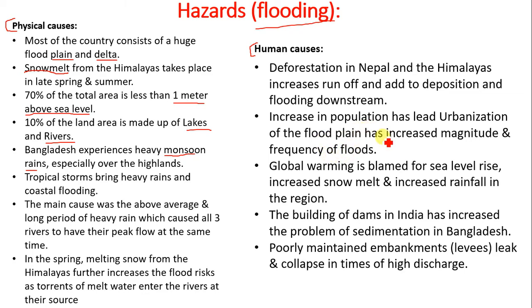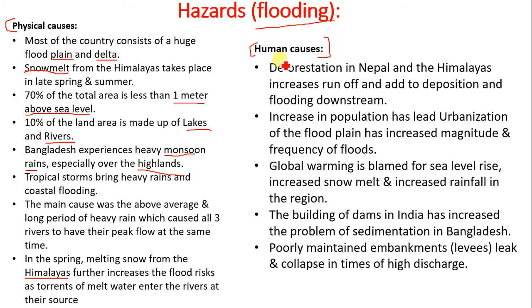Now in the spring, melting snow from the Himalayas further increases the flood risks as torrents of meltwater enter the river at their sources. So you find out that the Himalaya is also a major source of these rivers. So once there is snow melt, then there will be increased flow along that plain. And coupled with the fact that it's a highland, then you are expecting to have a vertical flow along a steep slope, which increases the force of movement.